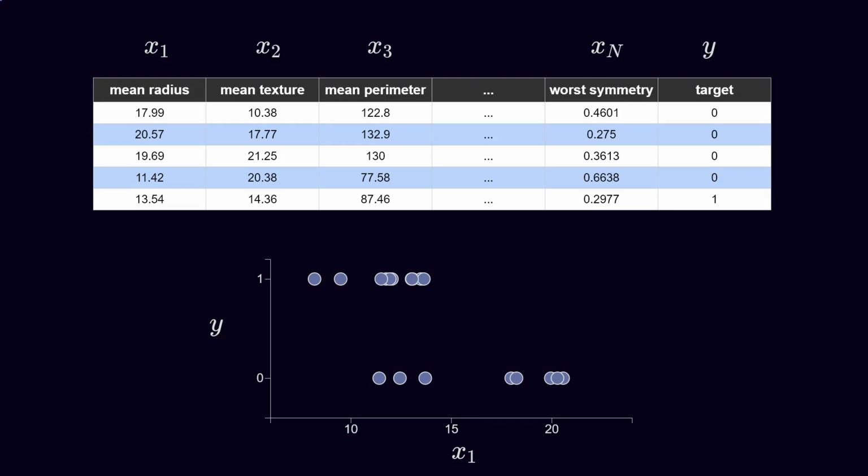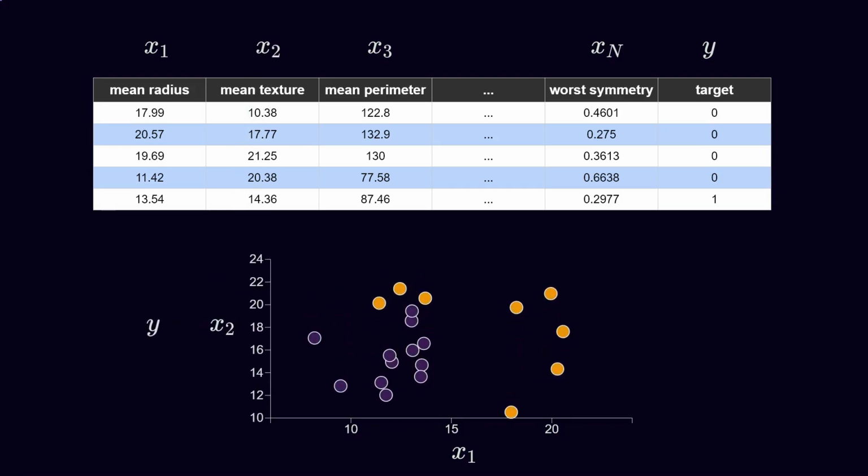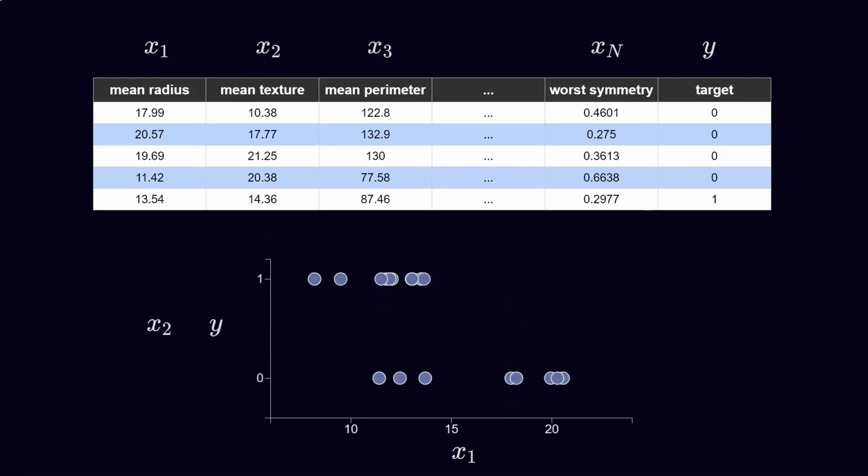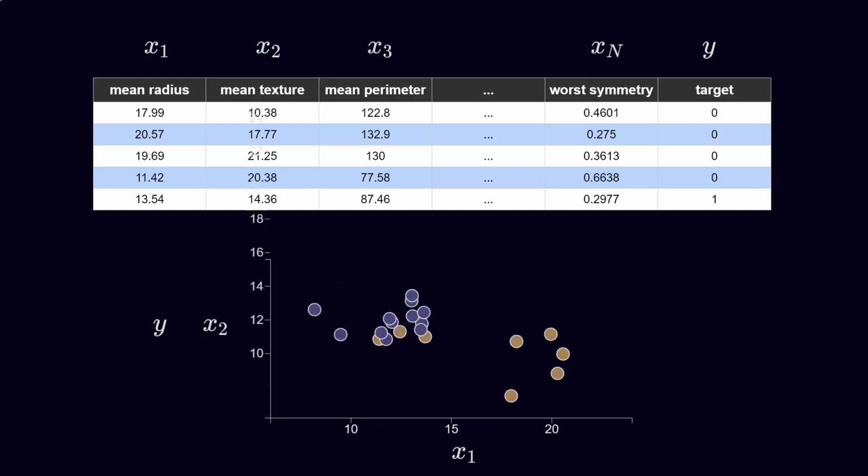We can also plot the observations in two-dimensional feature space by transferring the second feature to the y-axis. To distinguish between malignant and benign observations, we color code benign observations with purple and malignant observations with orange color. Visual inspection reveals that as both first and second feature values increase, the more likely it is for the observation to be malignant.